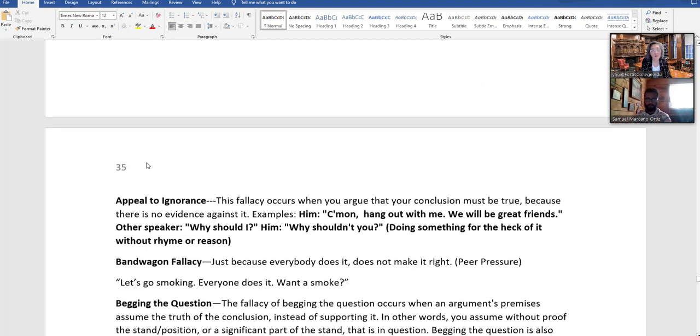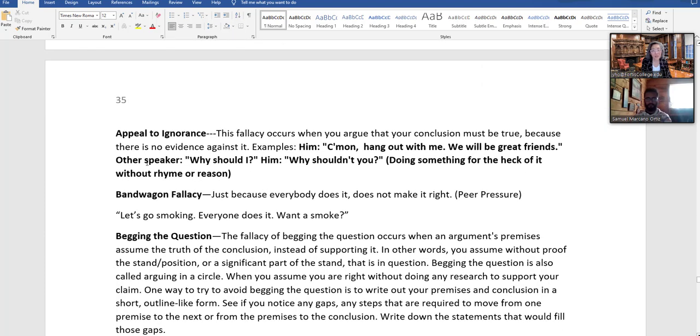And then you have appeal to ignorance. Hey, come on, hang out with me. We will be great friends. Sure, why not? Let's do it. So doing something for the heck of it without rhyme or reason. This fallacy argues that your conclusion must be true because there is no evidence against it. So you would say, well, I guess heaven exists, so that might be a fallacy.